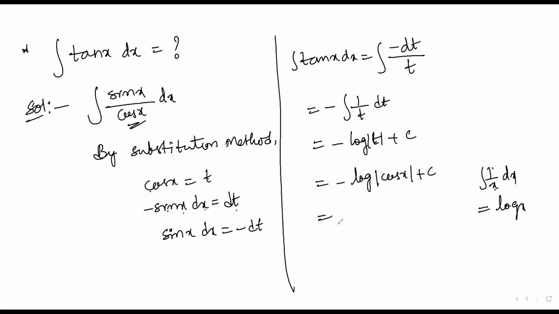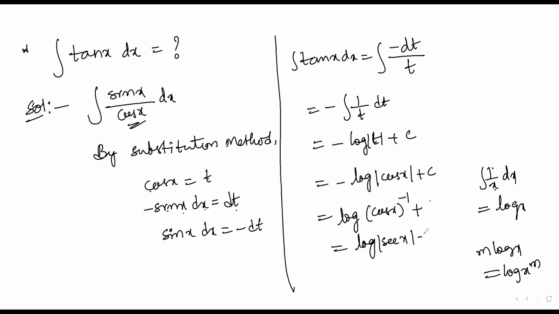What you can do is bring the minus up as a power. You know m log x is log x to the power m. So then what will happen? Log of 1 by cos x is cos x whole power minus 1, which is secant x. So you can say log mod secant x plus C is the answer.